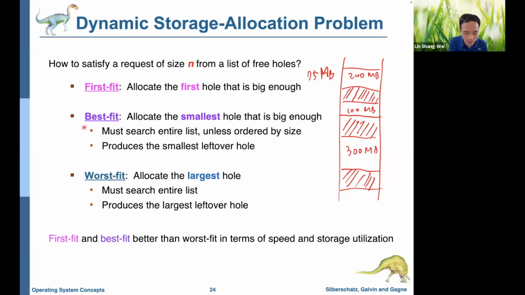The good thing about first fit is that you don't have to search the whole available list, because when you see the first one which is big enough, we are done. But for best fit, we need to search for the smallest one, meaning that you need to go through all the available holes and see which one is the smallest. But the good thing about that is that it can give you the smallest leftover hole.